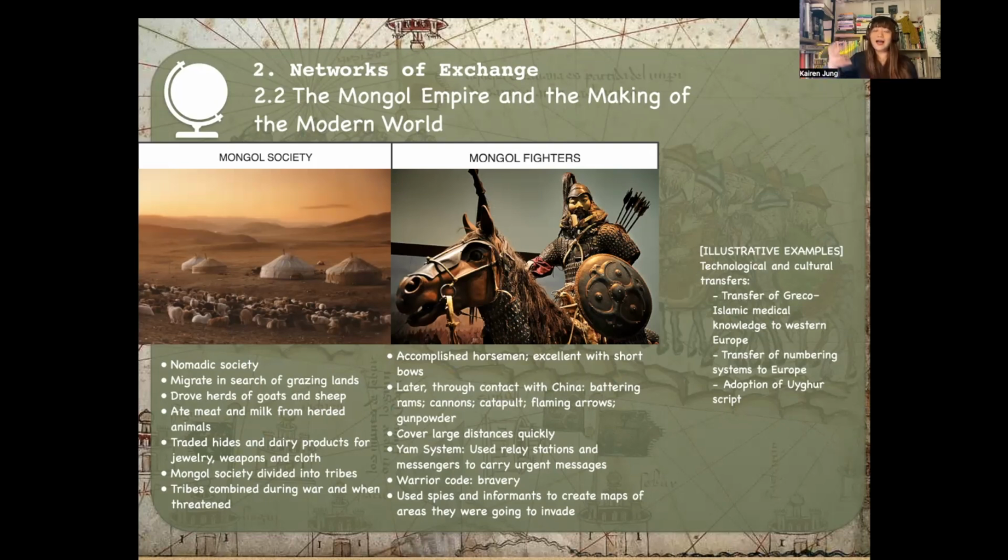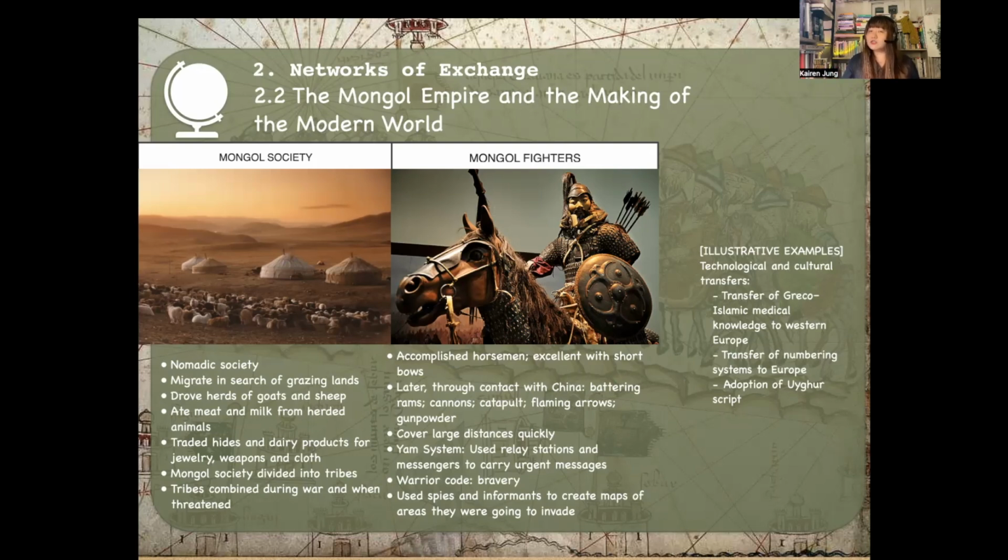They would trade hides and dairy products for jewelry, weapons, and cloth. Mongol society was divided into tribes, and these tribes would combine during war when threatened, and then they would scatter, and then they would combine and scatter, and that was how it was for generations and generations. The Mongol fighters were accomplished horsemen. They were excellent with their short bows. Later, through contact with China, you had battering rams, cannons, the catapult, flaming arrows, and gunpowder.